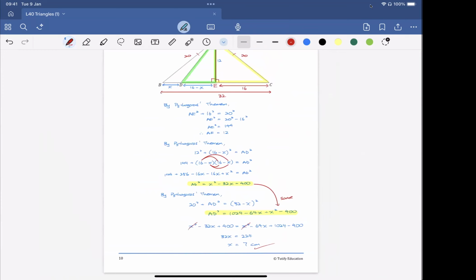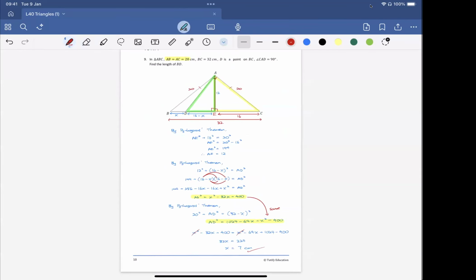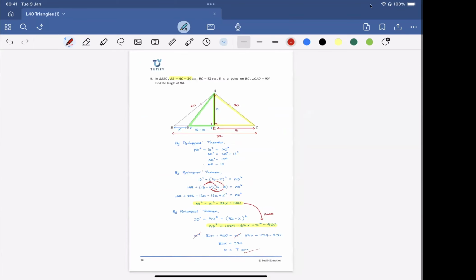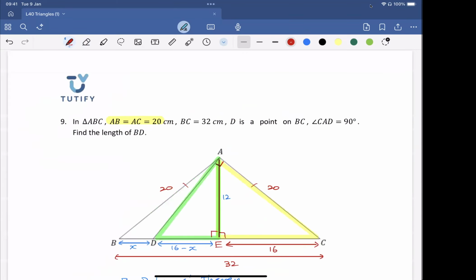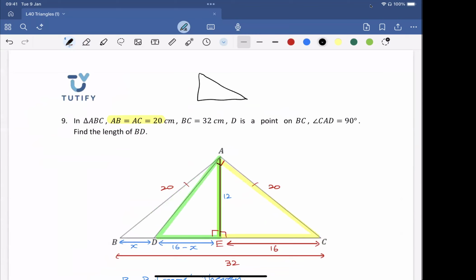Okay, what a long question. But students, you do not need to understand everything. Okay, just understand the basics, which is A, B, C. A square plus B square equals to C square. How many of you found this question difficult? Raise your hand. I know it is difficult.